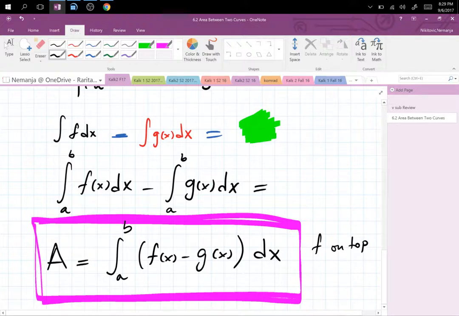Hold on, Paul. It's going to be right minus left. We're going to get there. One thing at a time. But yes, we're going to get there.